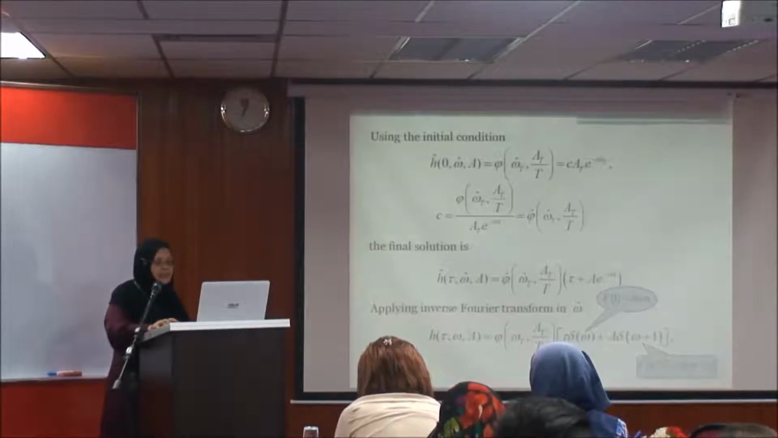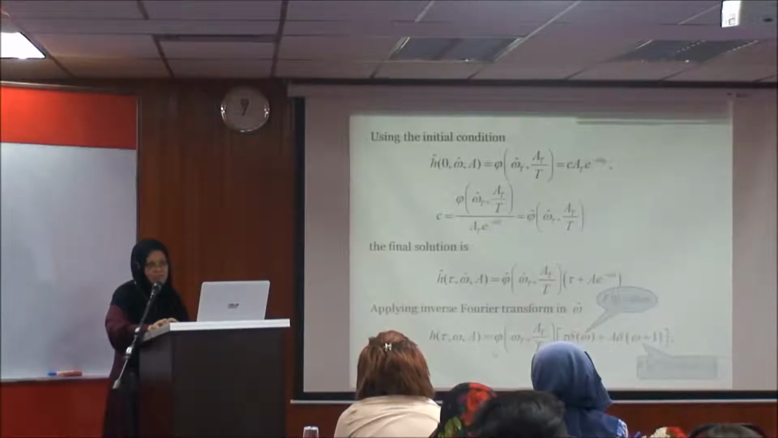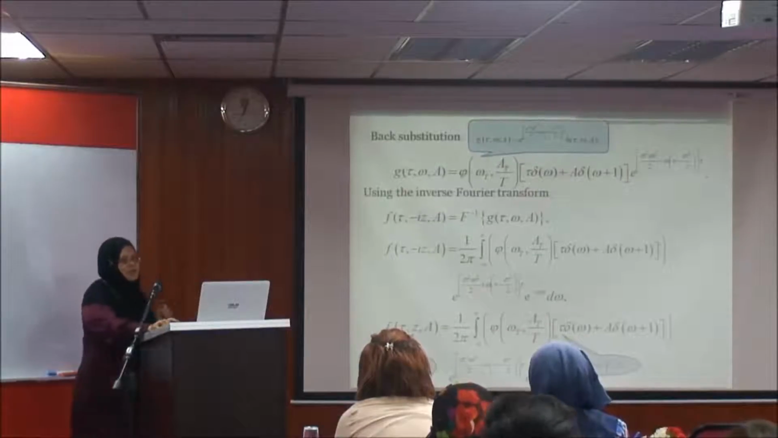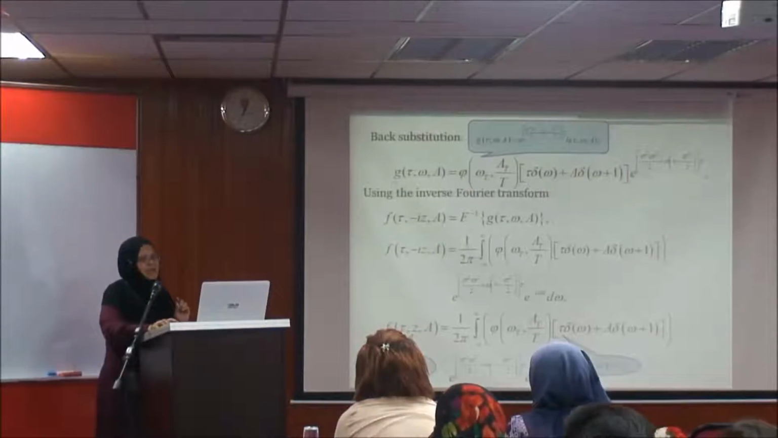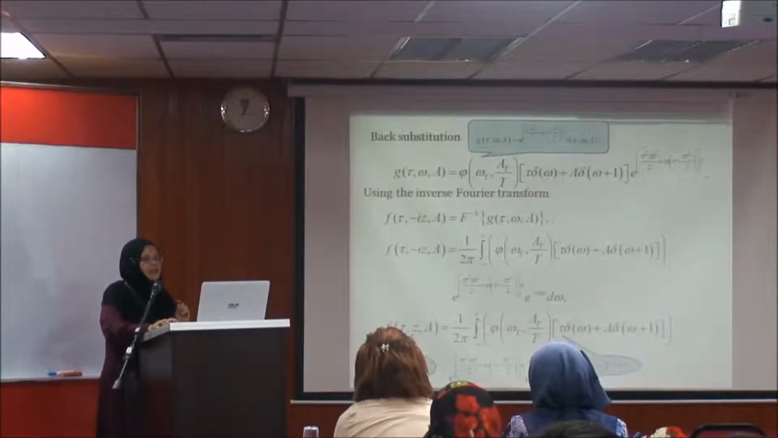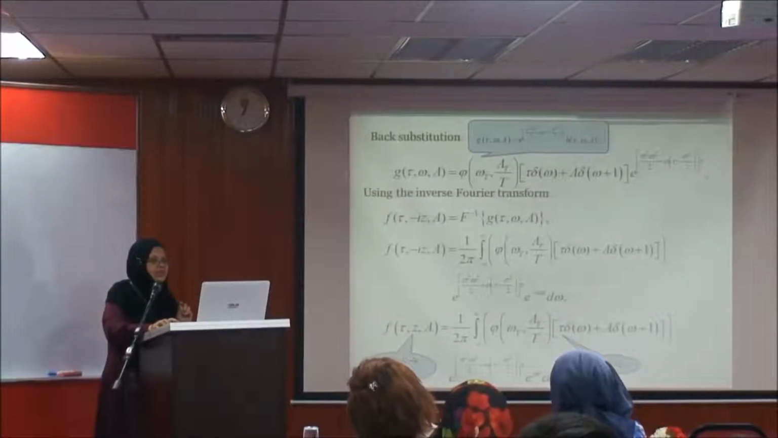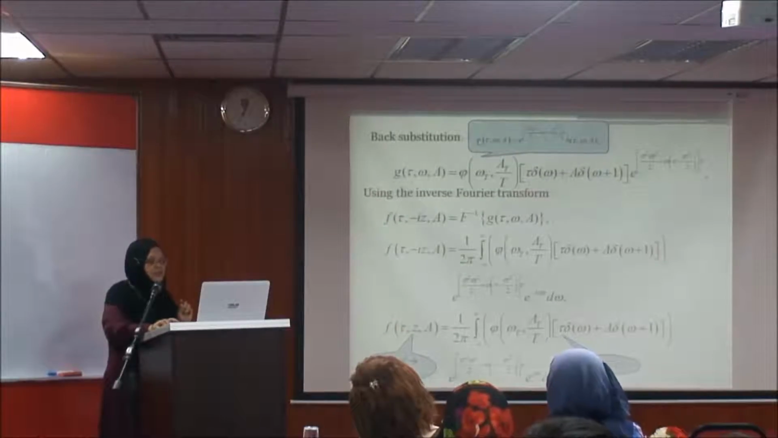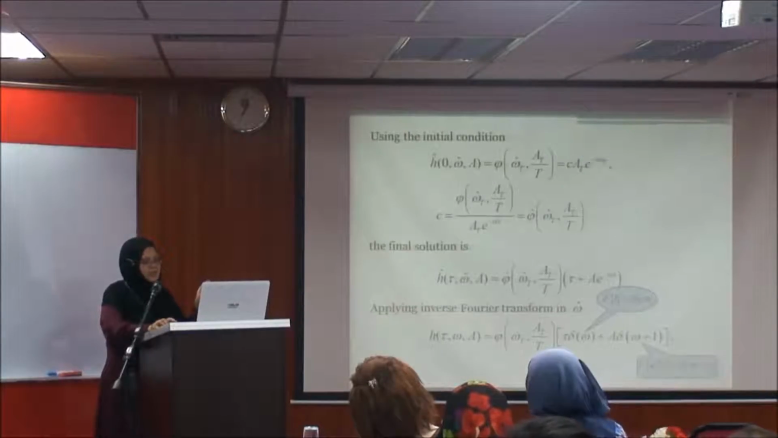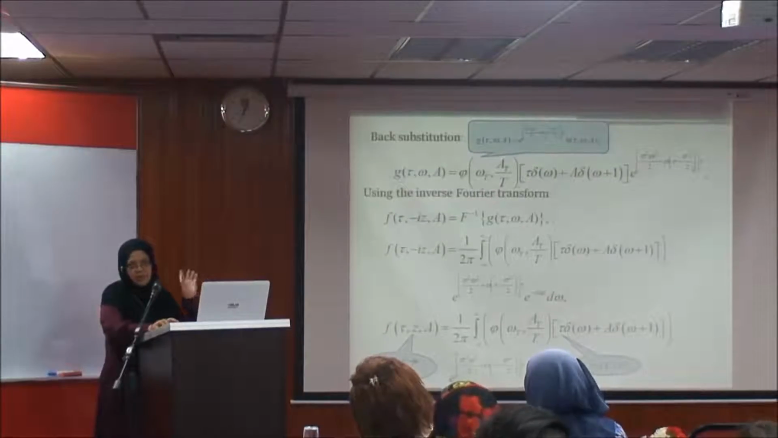So apply the inverse, but remember, your H is not your final solution. We use the back substitution again. So we have the H, tau, omega, and A is actually multiplied with the exponent of these particular terms, where you get your G. So the G now is this whole thing, times the exponent of those terms.